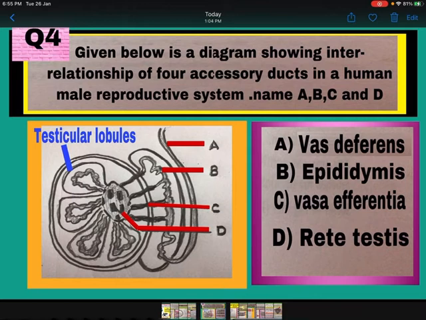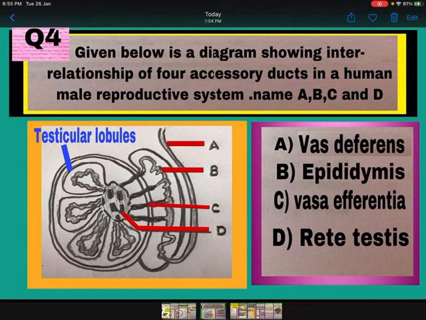Come to question number 4. Given below is a diagram showing interrelationships of 4 accessory ducts in human male reproductive system. Name A, B, C and D. See the diagram. Testicular lobules are shown. These are the compartments in testes having seminiferous tubules and which open into accessory ducts. Now start labeling these ducts from D to A, means from inside to outside. Seminiferous tubules open into vasa efferentia, which is C, through rete testis, which is D.